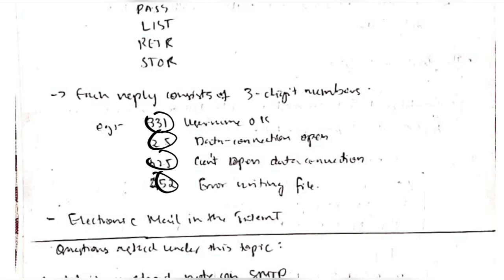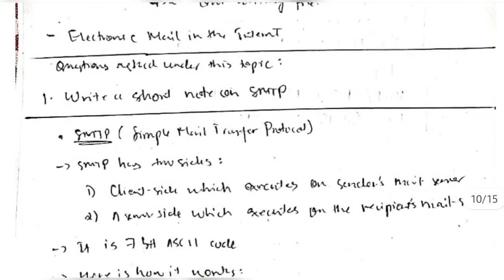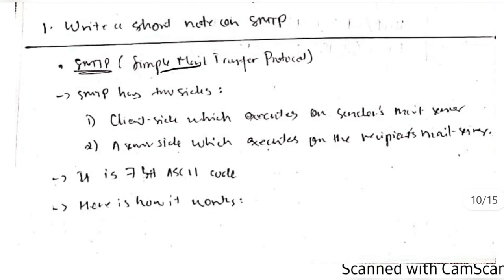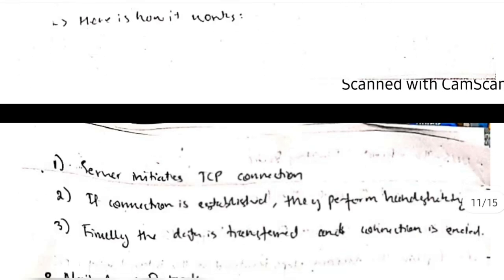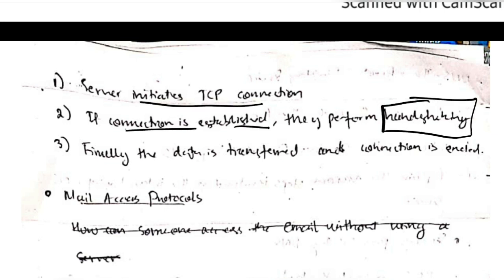Okay, and the next one is email. In email we have a question like: write a short note on SMTP. SMTP means simple mail transfer protocol. It has two sides, the client side and the server side. It uses 7-bit ASCII code, and here's how it works. It initiates a TCP connection, and if the connection is established, they perform handshaking, meaning they are ready to exchange information. Finally the data is transferred and the connection is ended.